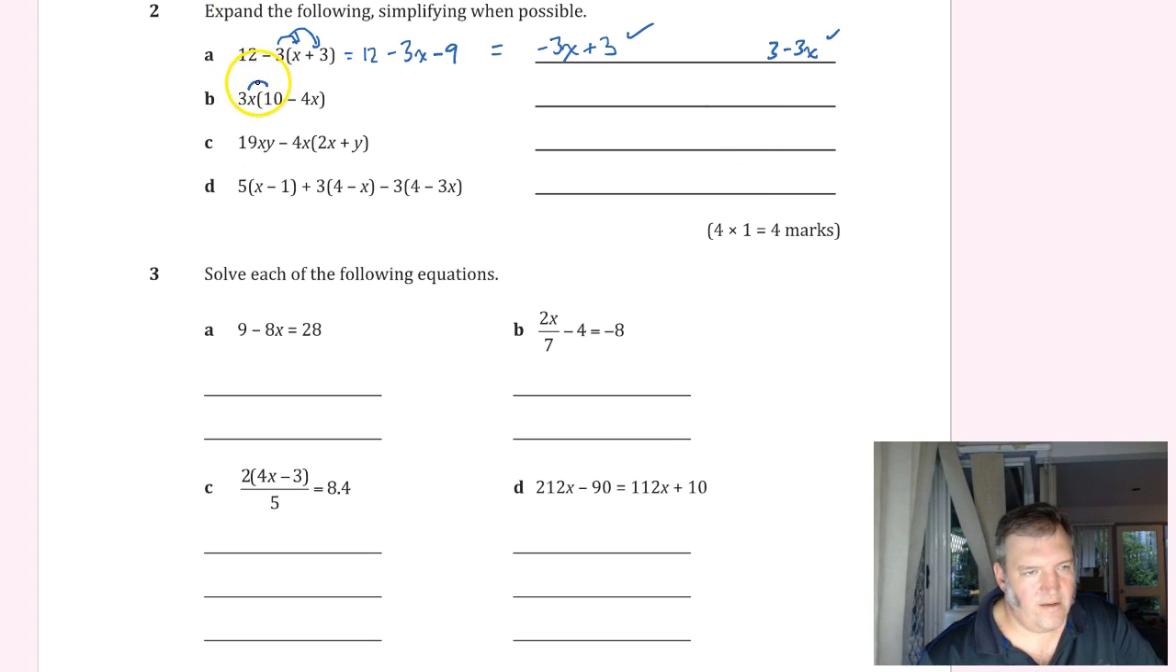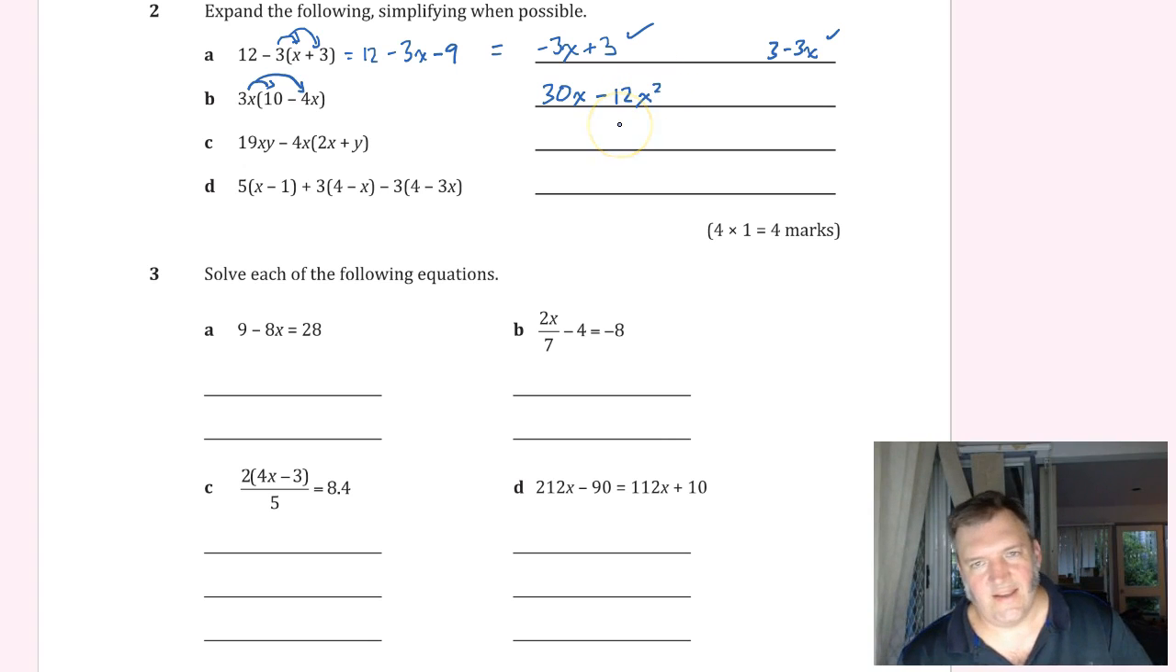Here again, distributive law, expand my brackets. 3x times 10, number times number. 3 tens are 30, and there was an x that was in that term. Now I go 3x by negative 4x. Number by number, 3 times negative 4 is negative 12, and an x multiplied by another x, well, that's 2 x's being multiplied together, so we call that x squared.